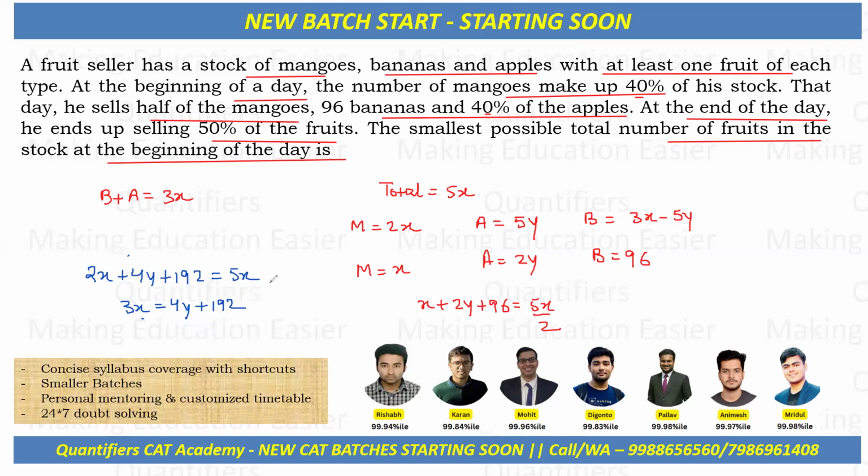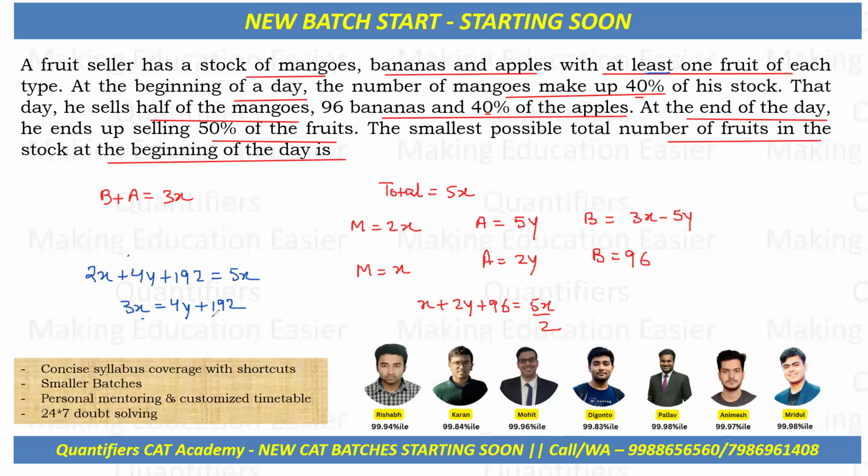Now mind you, y has to be minimized, but y cannot be zero, because if y becomes zero, then the number of apples will become zero, and that is not possible because it is given in the question at least one fruit of each type. Now if you put y as 1, you will get right hand side to be 196. 196 is not a multiple of 3.